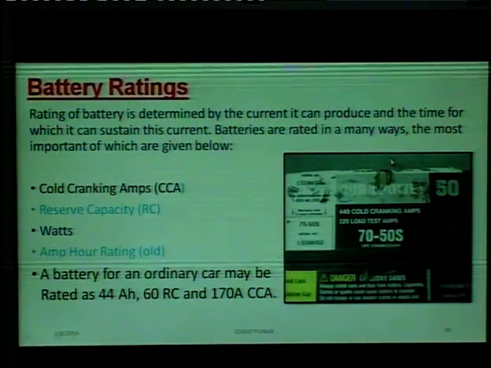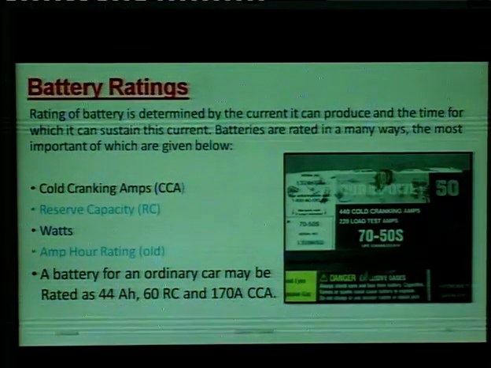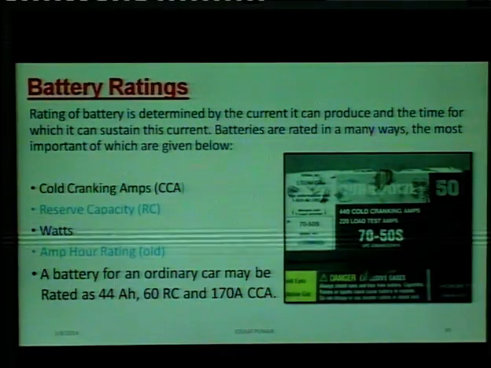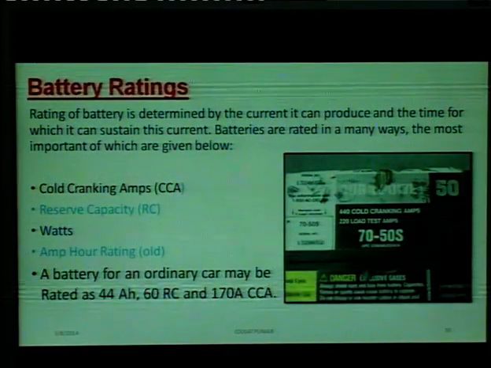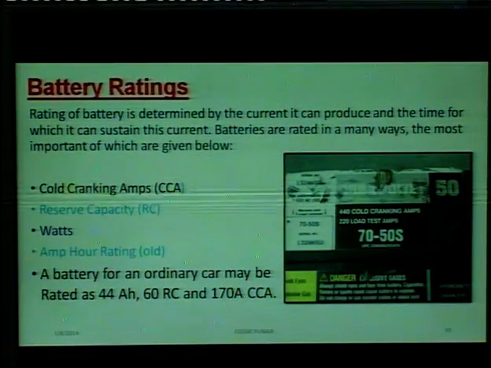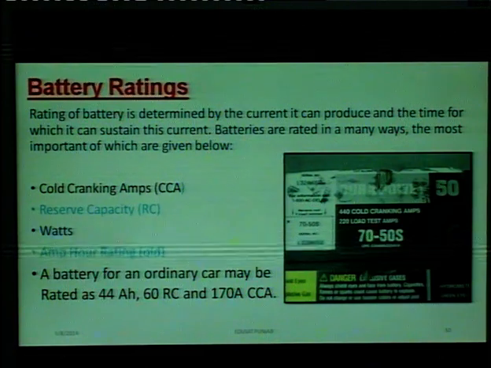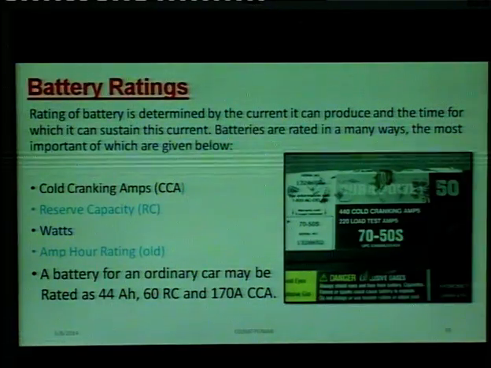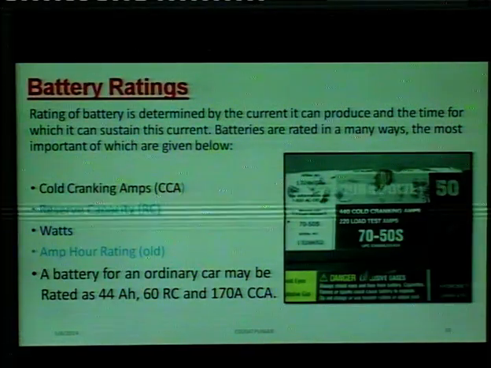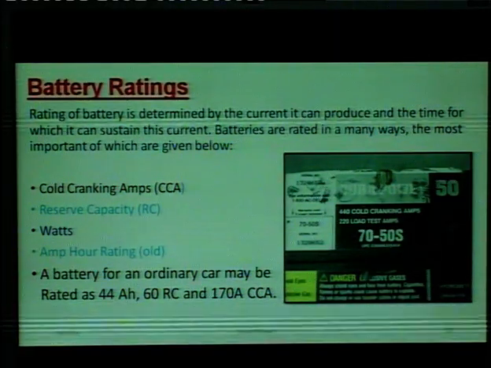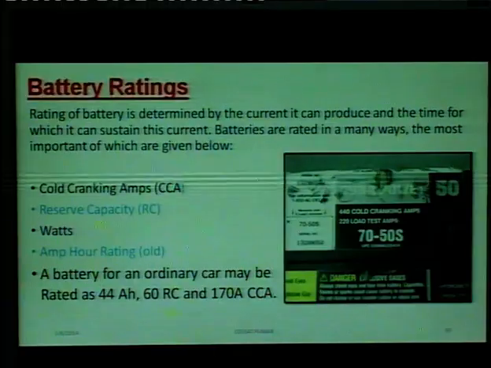Dear friends, the other topic is battery ratings. How will we know what the rating of a battery is? There are different methods. Rating of a battery is determined by the current it can produce. How do we say this is a strong battery, this is a weak battery, and the time for which it can sustain that current. So rating of a battery means how much current it can give and for how much time it can give it. This is called battery rating.